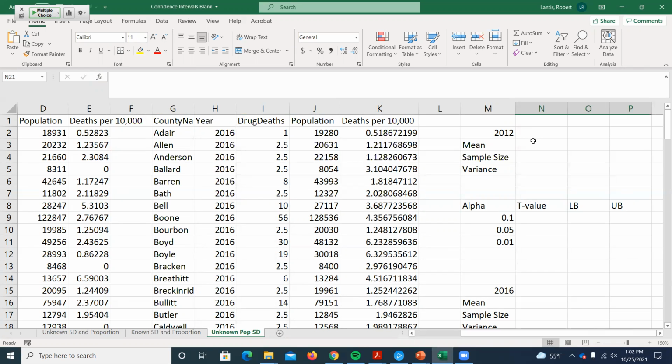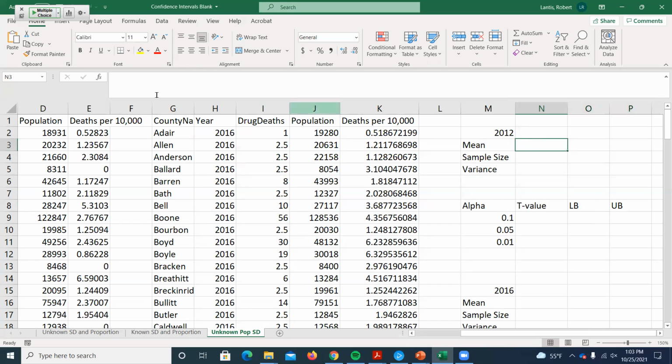Instead of using a z-value that gives us alpha over 2 on each side of the confidence interval, we're going to have to look up a value that comes from the student t distribution. Which student t distribution depends on the degrees of freedom, which was n-1, or our sample size minus 1. And now the notation for our standard deviation is a little bit different, only because it signifies that we're not using a known population variance to calculate it, but instead a sample variance. So the procedure is very similar, but we're using a different distribution.